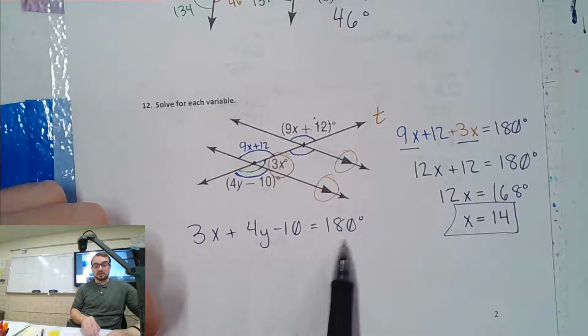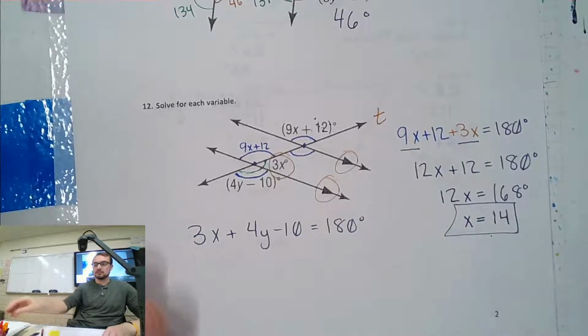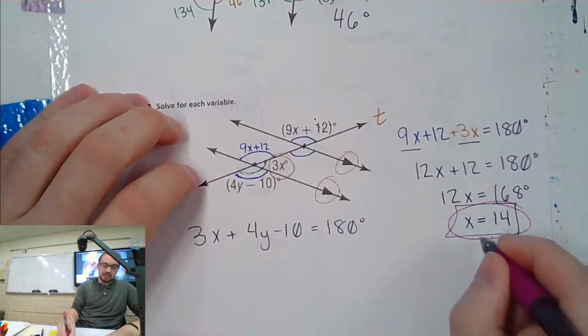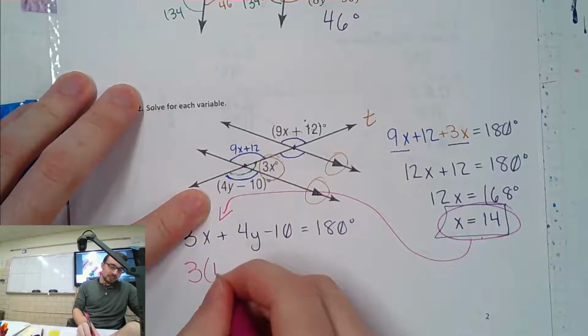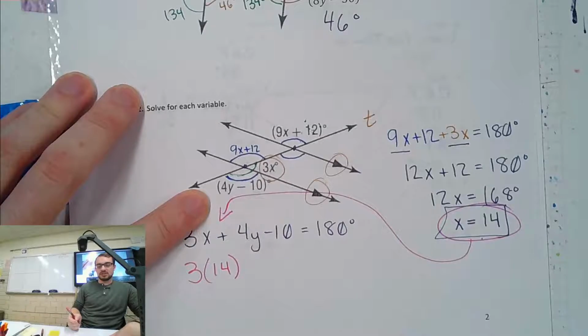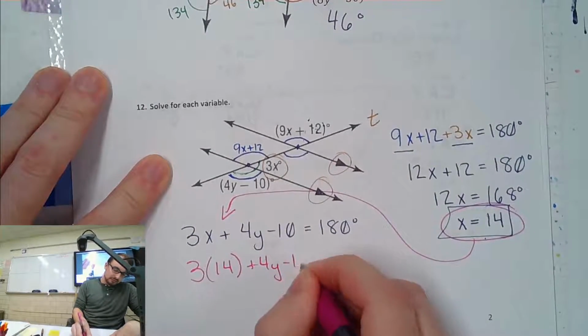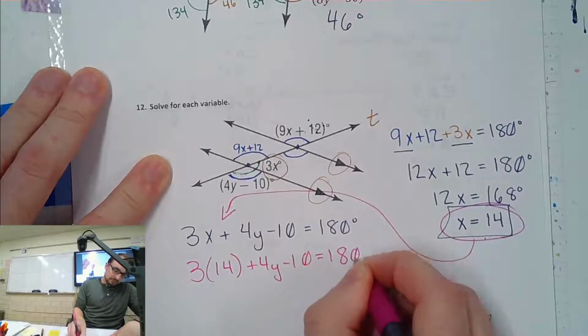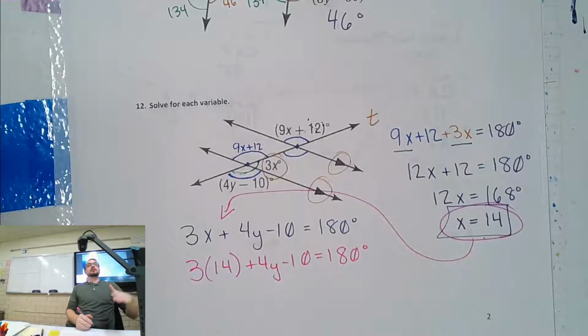Now, normally this would not be solvable, right? We have two different variables, one equation. But we know what x is, right? So now we can take that and plug it in there. So we have 3 times 14 instead of x, plus 4y minus 10 equals 180. 3 times 14 in our heads, we're going to do it.